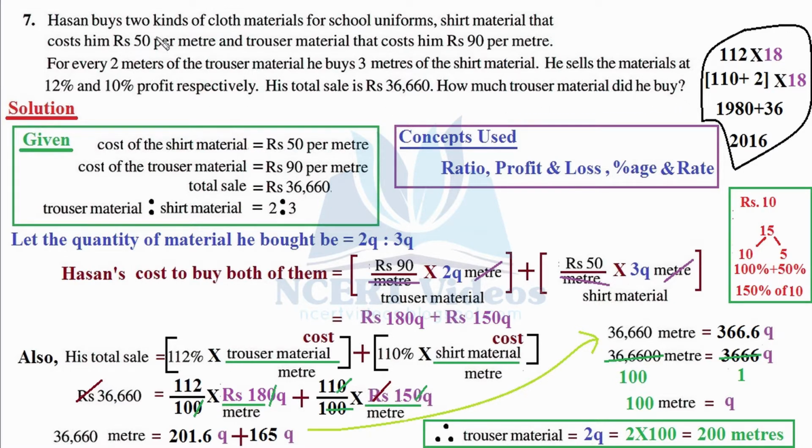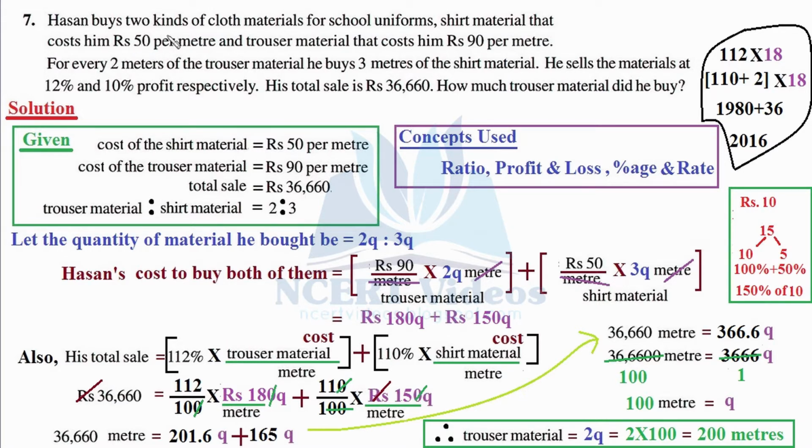So at the first glance of this question, we observe that buying and selling is taking place and the particular seller is having a profit and he's dealing with two types of materials. So it is observed that various concepts of mathematics are being used, which we shall describe. For that, let's read the question again. Hassan buys two kinds of cloth materials for school uniforms. That is shirt material that is costing him this much and trouser material that is costing him this much.